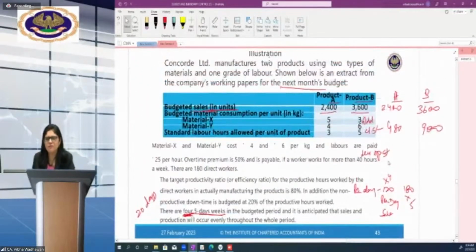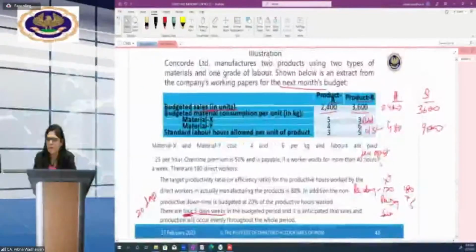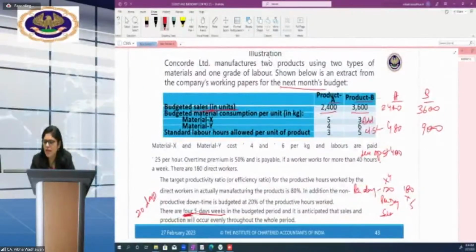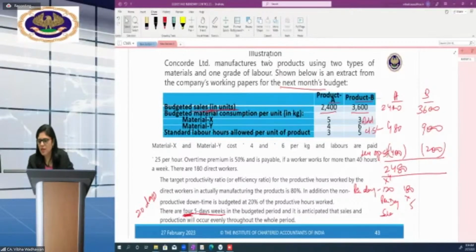That means the finished product opening stock. So 400 and 200, the opening stock, we deduct. Calculate the production to be done. 2,400 plus 480 minus 400 gives 2,480 production for product A. 3,600 plus 900 minus 200 gives 4,300, which has to be the production in units.